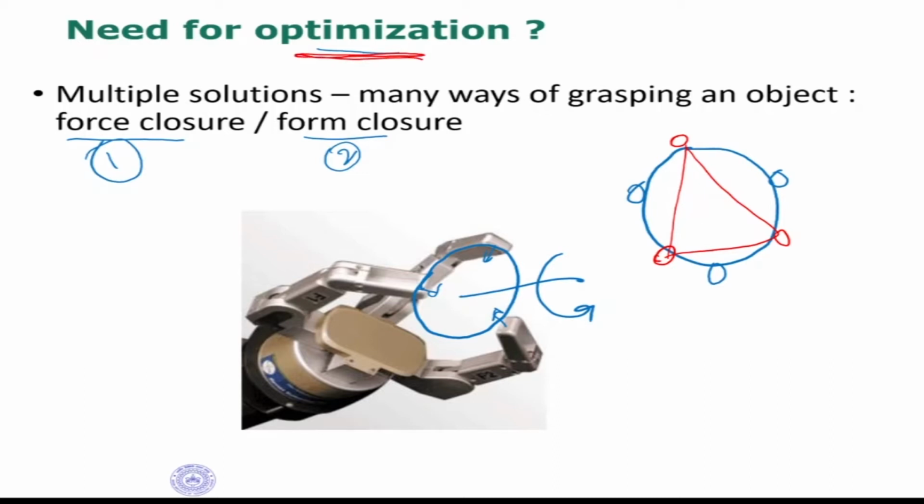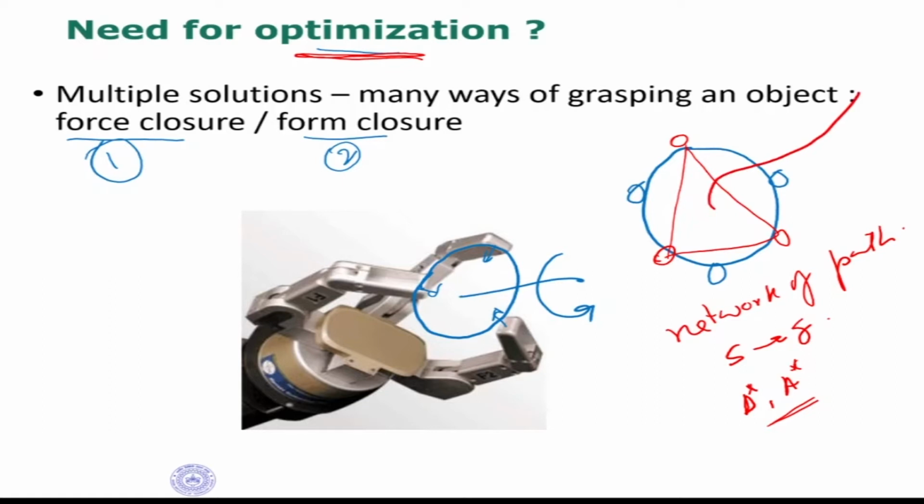Now, in the case of roadmap methods, when we are making a network of paths from the start point to the goal point, we were choosing the path by means of algorithms like D star or A star, which gave us the length of the path. Now that is not enough here, because we also have to ensure form closure or force closure. So for example, if the object is moving, I have to catch it, and then I have to do something.